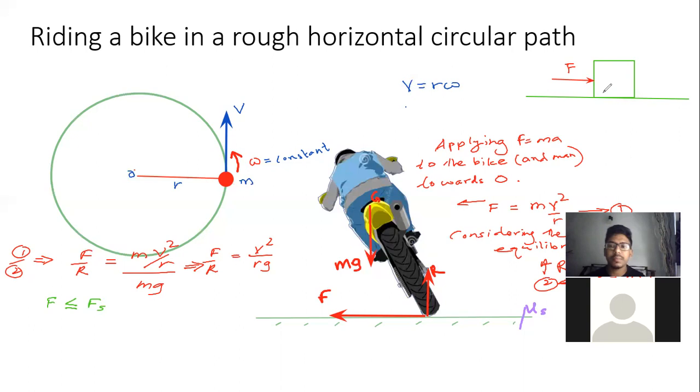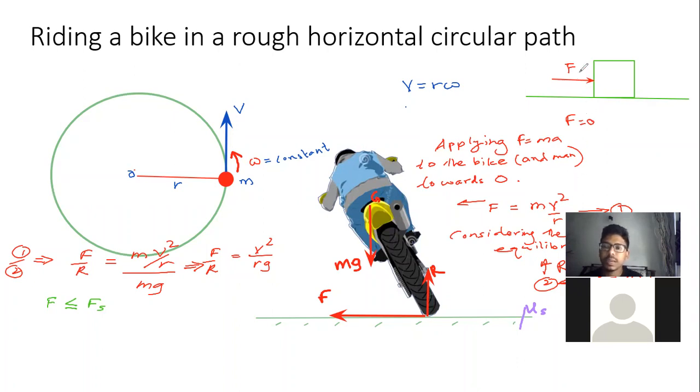In that case, will there be a friction force if F equals 0? If F equals 0, then there is no tendency of motion. So there is no friction force. Okay, is that clear? Yeah. Okay, so when F equals 0, no friction force.